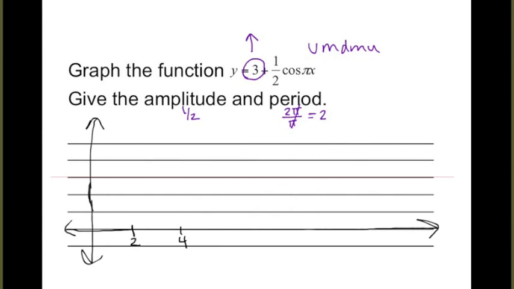Then we're ready to plot points. Cosine starts in the up position. The amplitude is a half. It's going to start up a half above the middle line. At the end of its period, which is a length of 2, it should be up again. And halfway between, it's down. Between those, it has to cross through the middle line. So we get this.